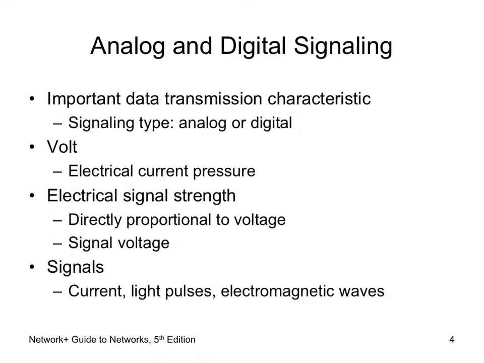The word volt is a car, by the way, the Chevy Volt, but in networking it deals with current, the electrical current going through whatever media it might be. The electrical signal strength is directly proportionate to the voltage, the signal voltage. And signals can be either of these types: current signals, light pulse signals, and electromagnetic wave signals.